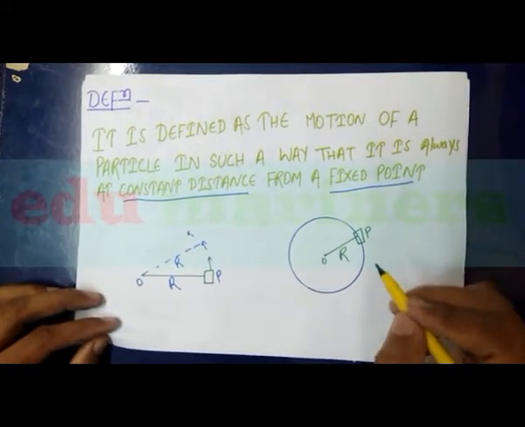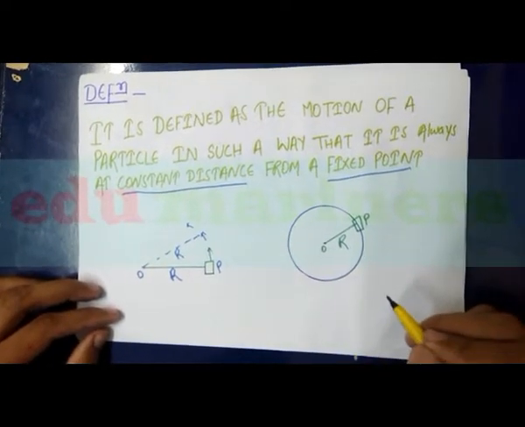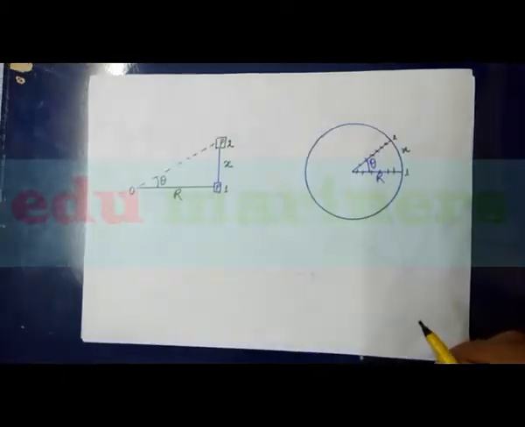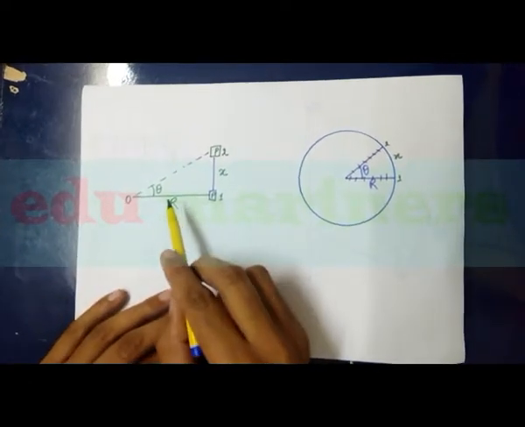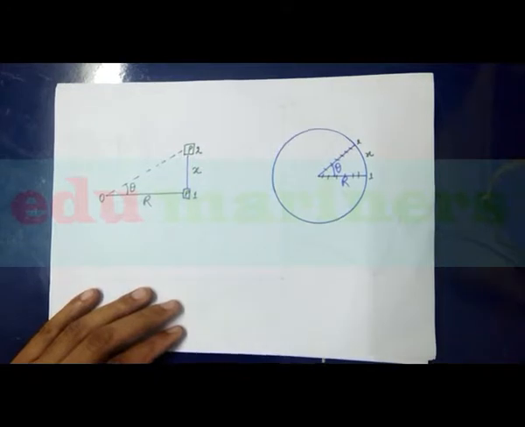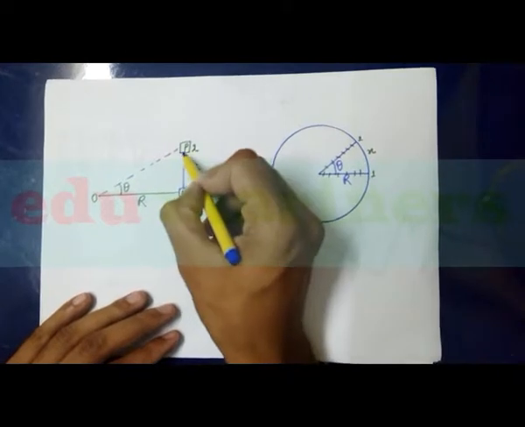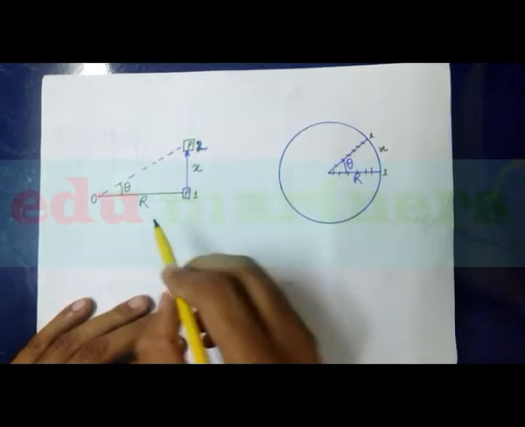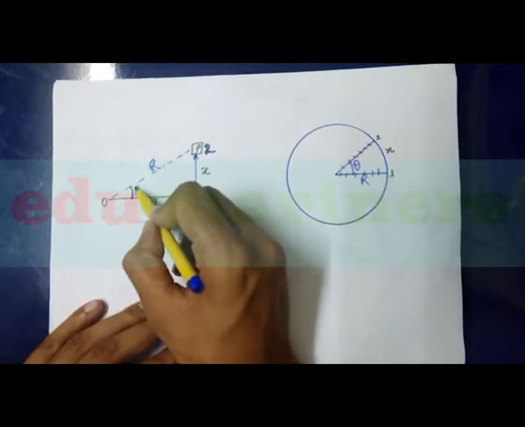Before discussing the various terms and more detail about circular motion, we need to discuss a few basic terms. Here you can see two different figures. For figure 1, suppose at fixed point O, the particle P is at point 1, and it travels a linear distance of x. So it reaches point 2. Since it is at a fixed distance, it will sweep an angle called theta.